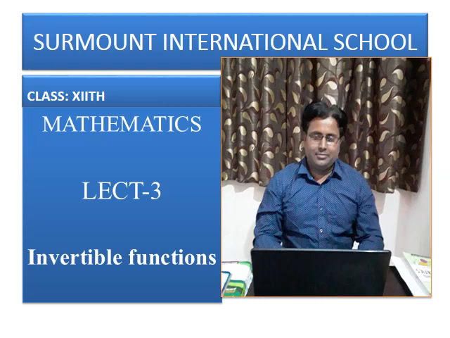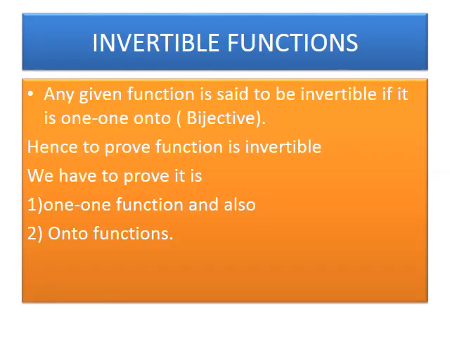I am here for class 12 today, and this is lecture number 3, and I'm going to talk about invertible functions today. Okay everyone, when we're talking about invertible functions, basically any given function is said to be invertible if and only if it is a one-one onto function. It means a bijective function. So only a bijective function is said to be invertible, otherwise not.